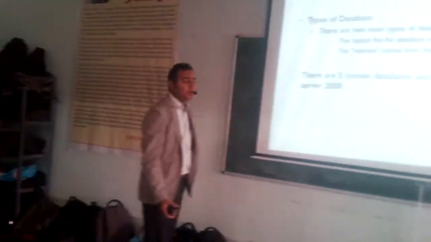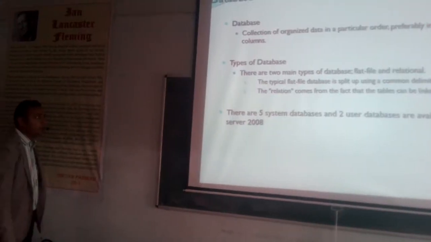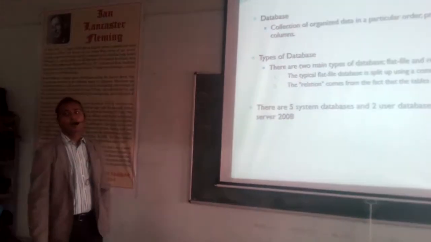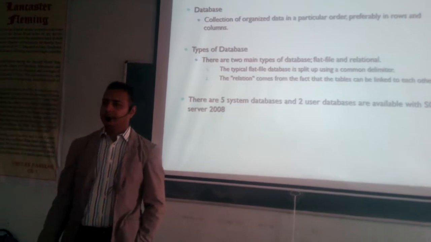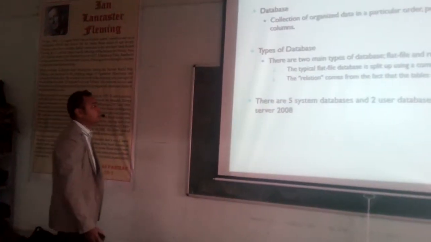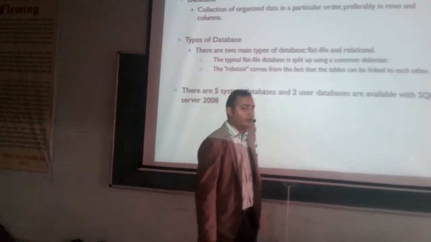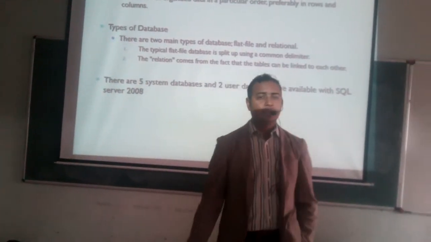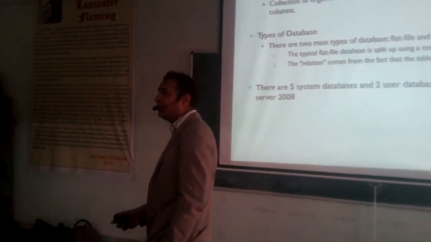So database, we saw, is nothing but a collection of organized data in a particular order, preferably in rows and columns. That's what we define as the relational database management system. Then the types of database: there are two main types, the flat file and relational. We'll talk about both. So there's a flat file and relational way of representing your data.